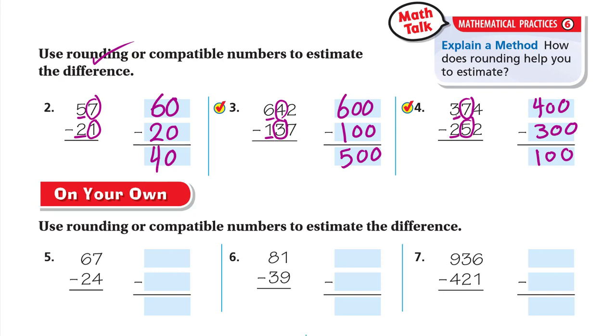Okay guys, I hope you understand this lesson. It's the same as addition, but there is only one special case here. If you get 0, you just round to the digit before the last digit.